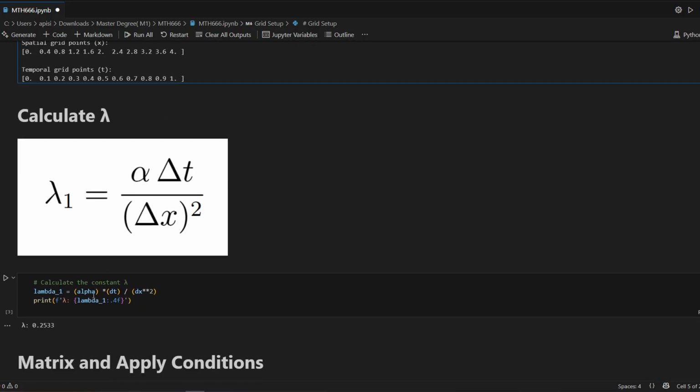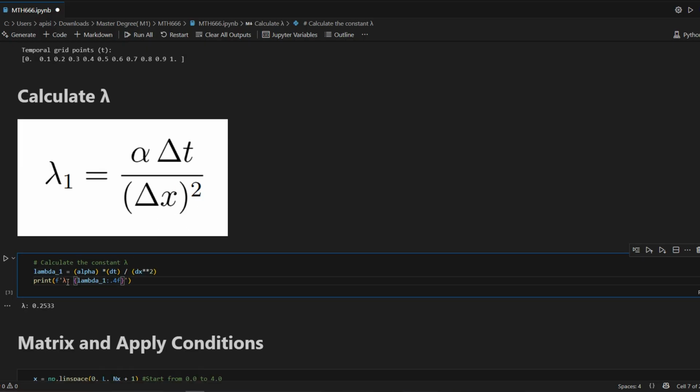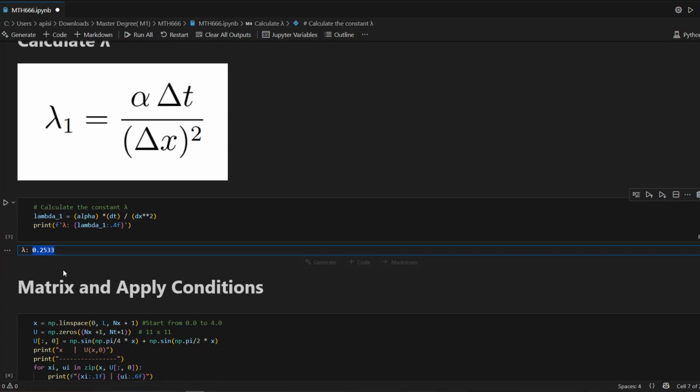Then we need to calculate the lambda value from this equation. Lambda equals alpha times delta t divided by delta x squared. We can calculate it from this equation, and we need to know the value of lambda, so we print the value, and we will get lambda is 0.253.